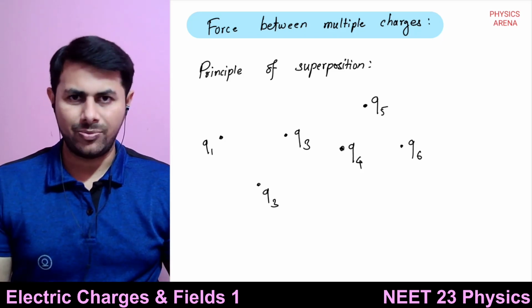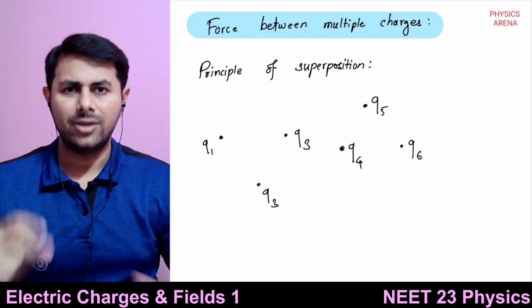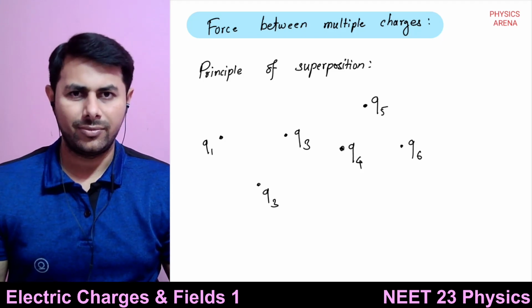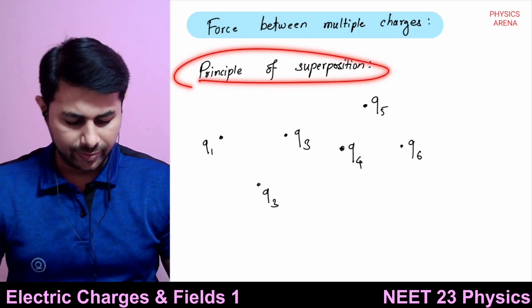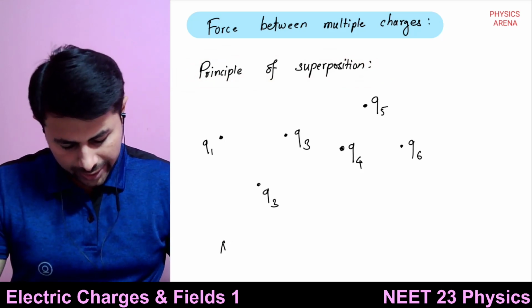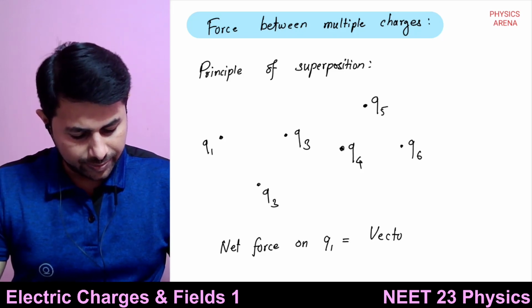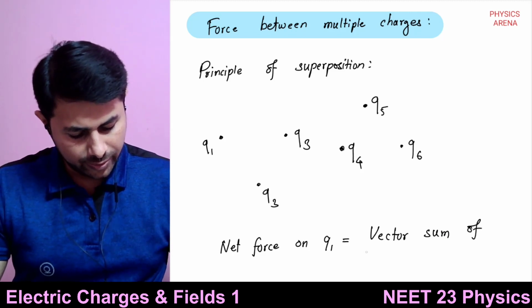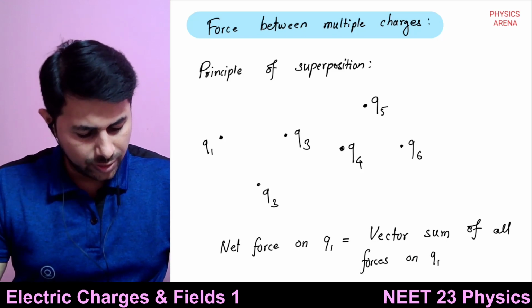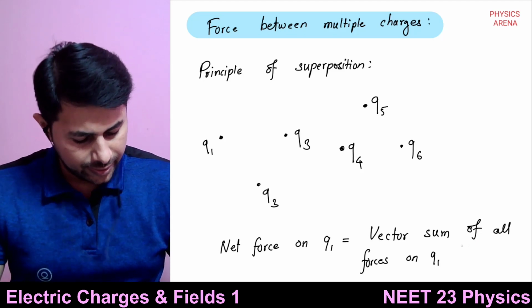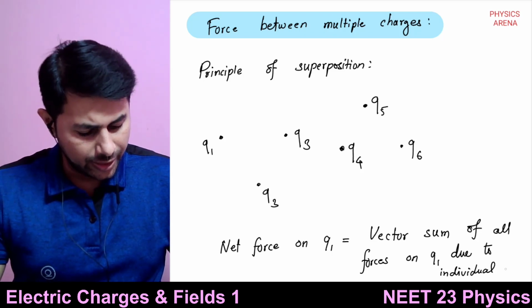So it's just like our mechanical force. When you push a body from one direction and from another direction, the net force is the vector sum of F1 and F2. Electrostatic force is not different. So the principle of superposition says that the net force on any charge, suppose q1, is equal to the vector sum of all forces acting on q1 due to all individual charges.